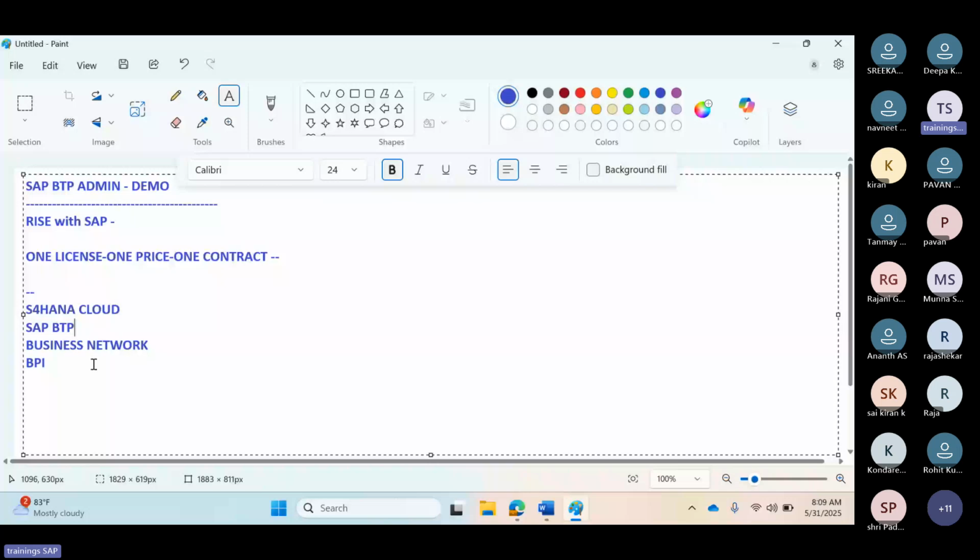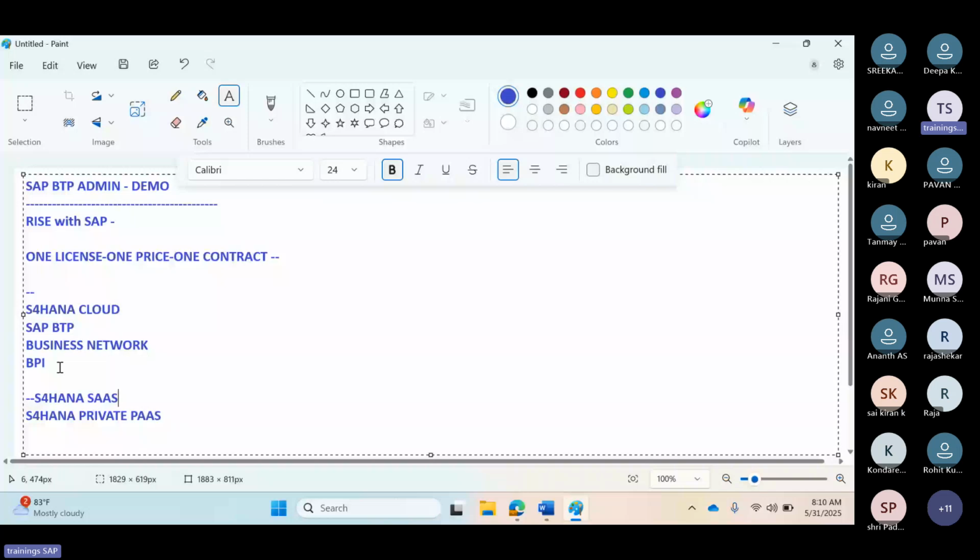As I mentioned, there are different deployment models available. One is the public cloud, called the S4HANA SaaS deployment. The second one is the private cloud, which is a PaaS deployment. So S4HANA private cloud and public cloud are the PaaS deployment model and the SaaS deployment model.